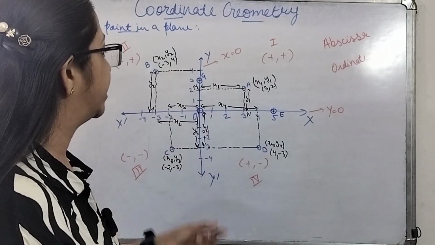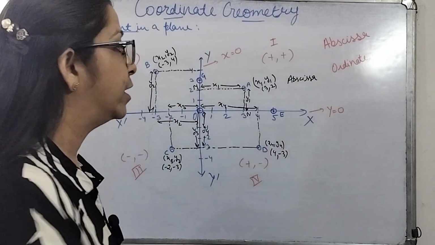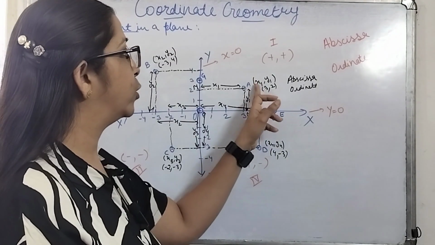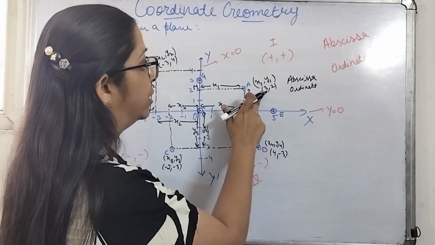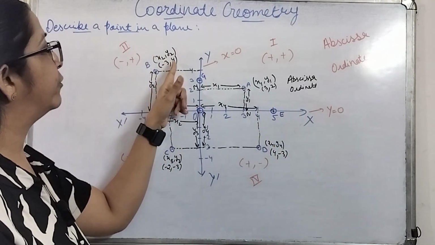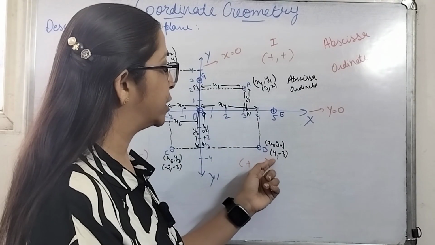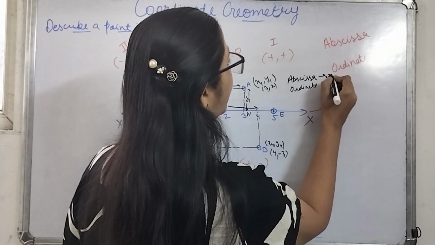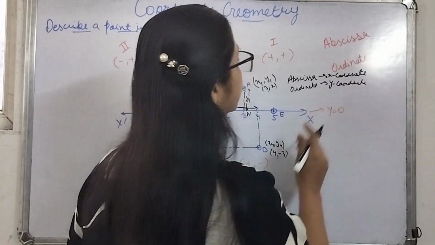The x coordinate of any point is known as its abscissa, and the y coordinate of any point is known as its ordinate. That means the abscissa for point A is 3 and the ordinate is 2. Similarly, the abscissa for point B will be -3 and the ordinate will be 4. Similarly, for point C, the abscissa will be -2 and the ordinate will be -3. The x coordinate for point D is 4, so the abscissa will be 4 and the ordinate will be -3. So the x coordinate of any point is known as the abscissa and the y coordinate of any point is known as its ordinate.